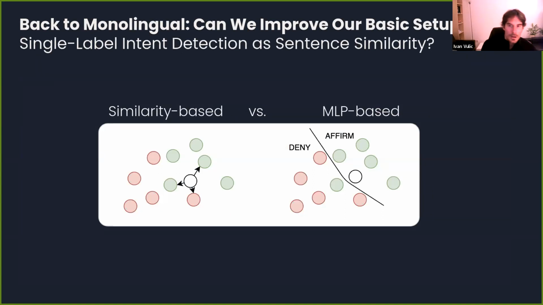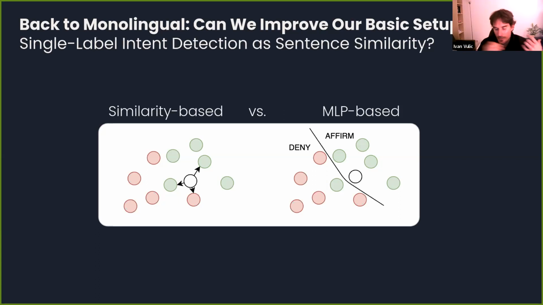Okay, so finally, we're now going back to square one, I dare to say. Now I'm going to talk more about improving the performance of intent detectors again with more sophisticated approaches. We saw that an MLP on top of fixed encodings works really well, but then we've also been thinking, can we frame single-label intent detection as a sentence similarity task?